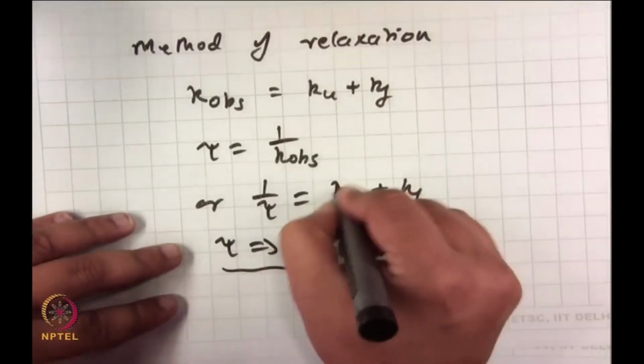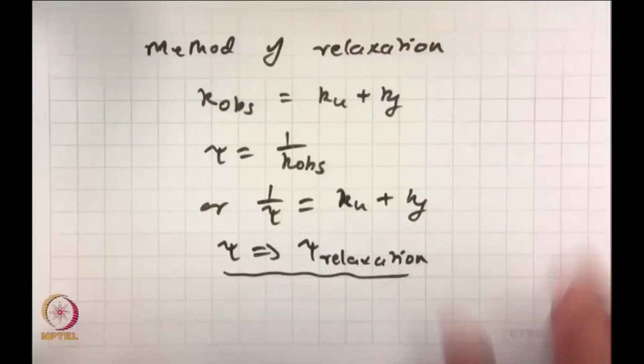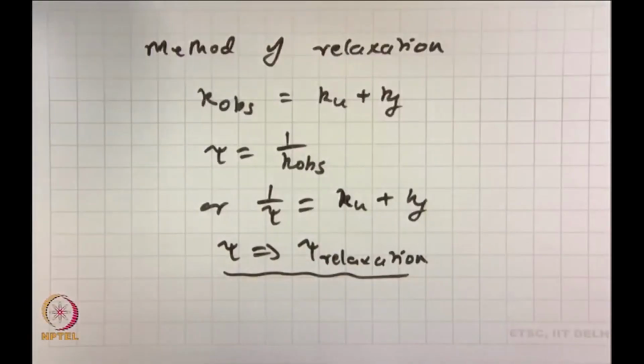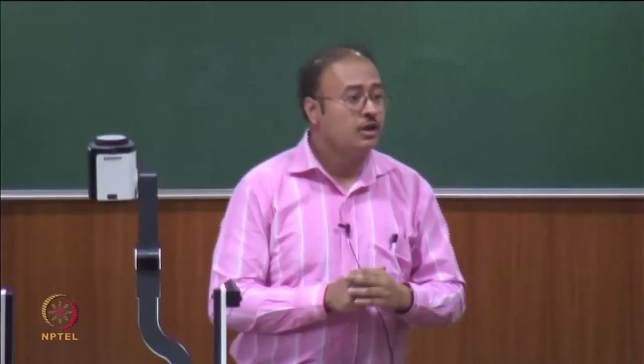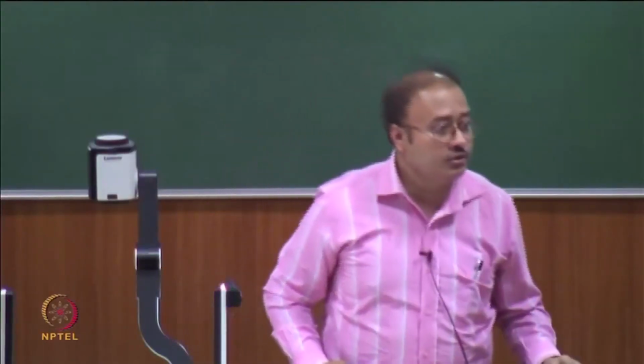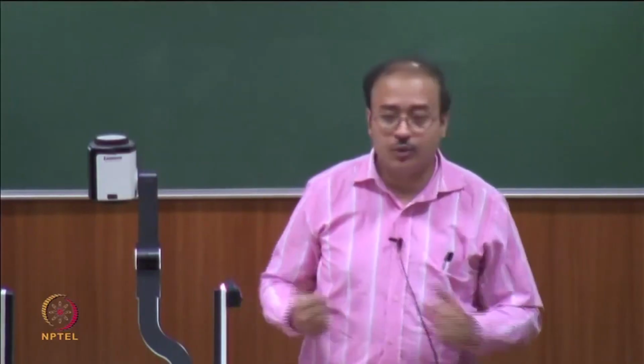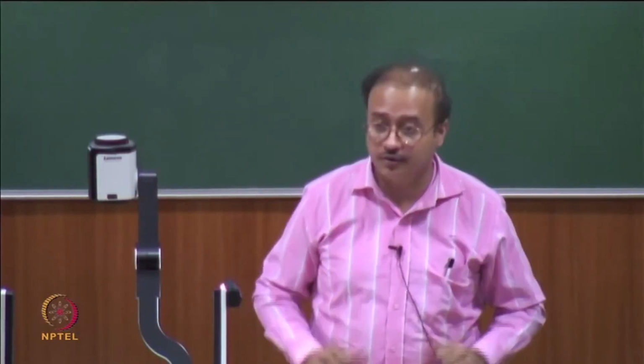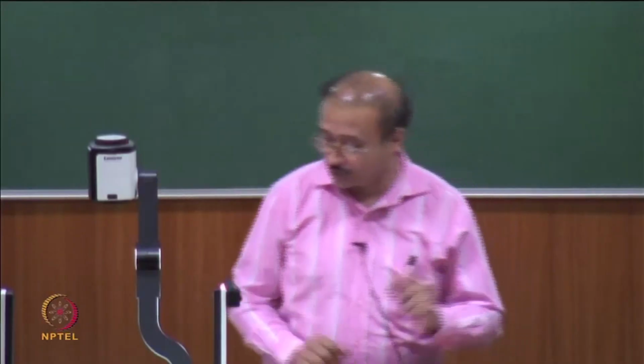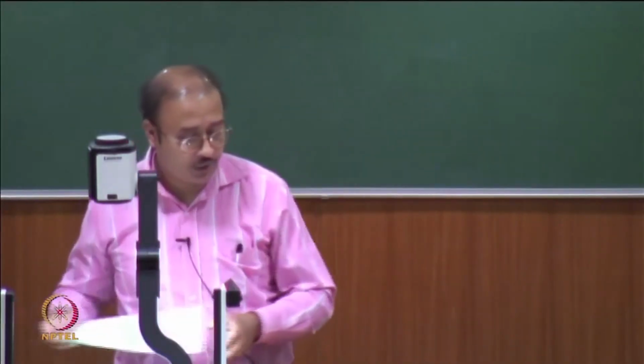Okay. So, this is k u and this tau is referred to as tau relaxation, and that is what you do. There are ways of measuring this relaxation time constant, we will discuss those very soon, but whenever you are talking about a two state scenario, whenever you are talking about a chevron plot, you are always talking about k observed, and that is what k observed is, and that is how you derive it. Okay. So, that is what the relaxation method is.